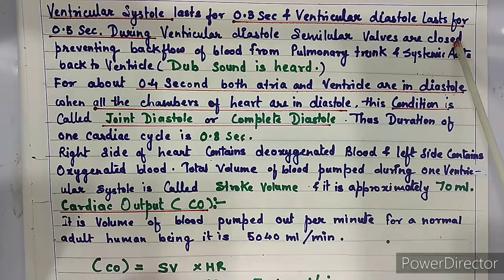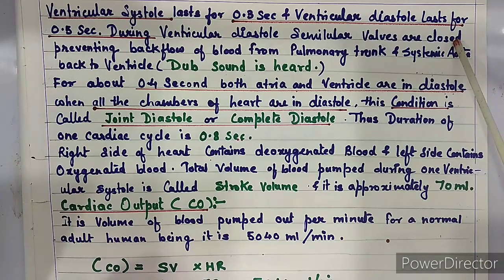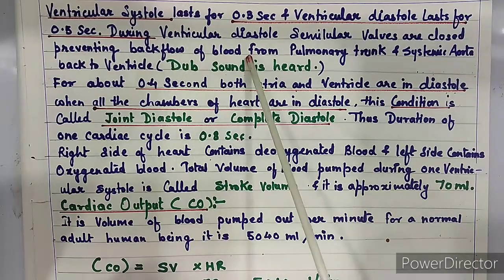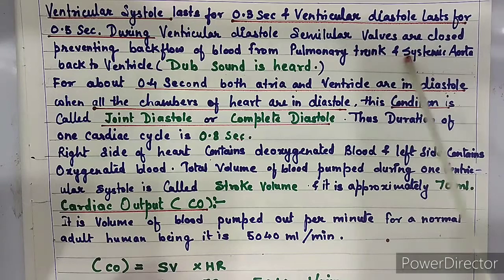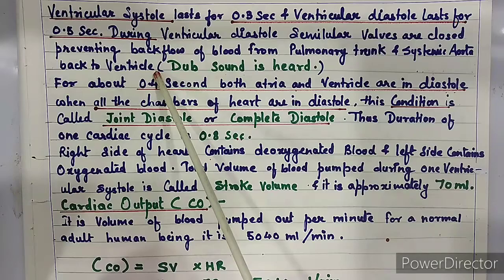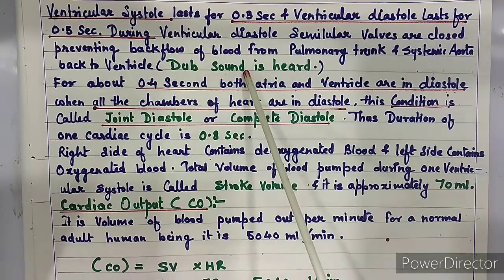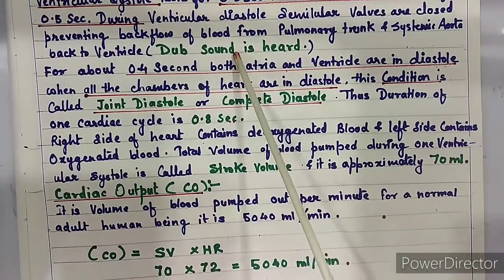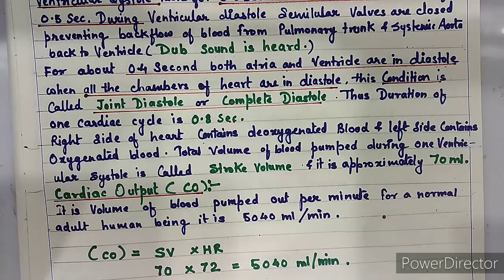Children, we have studied that the semilunar valve, or the half moon shaped valve, is present at the onset of the arteries which arise from the two ventricles, that is the pulmonary trunk and the aorta, preventing the backflow of the blood from the pulmonary trunk and the systemic aorta back into the ventricle, resulting in a dub sound. A dub sound is heard. So the heart produces the sound lub and dub.